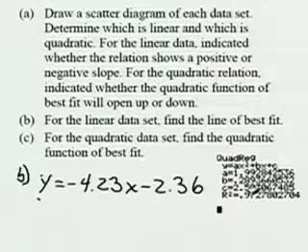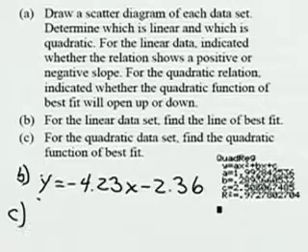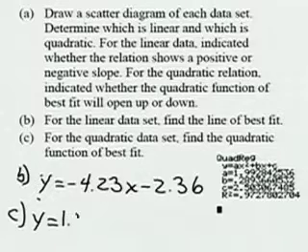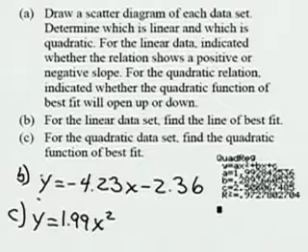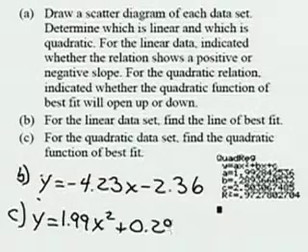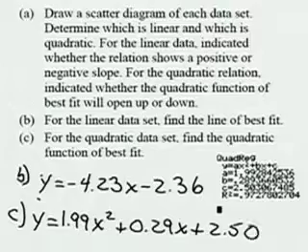So for part C, we're asked to find the quadratic function of best fit. This is for our data set B. Our model will be y equals 1.99x squared plus 0.29x plus 2.50.